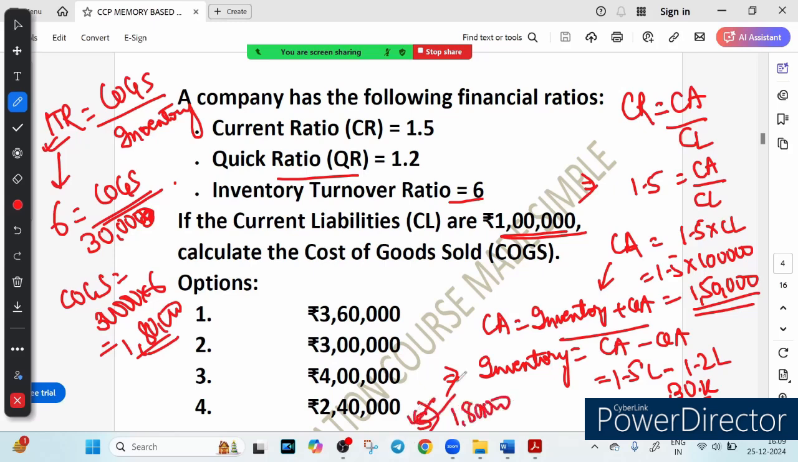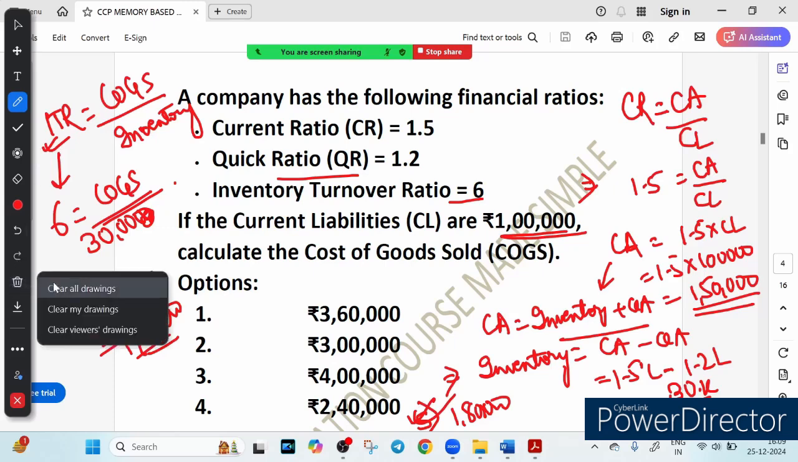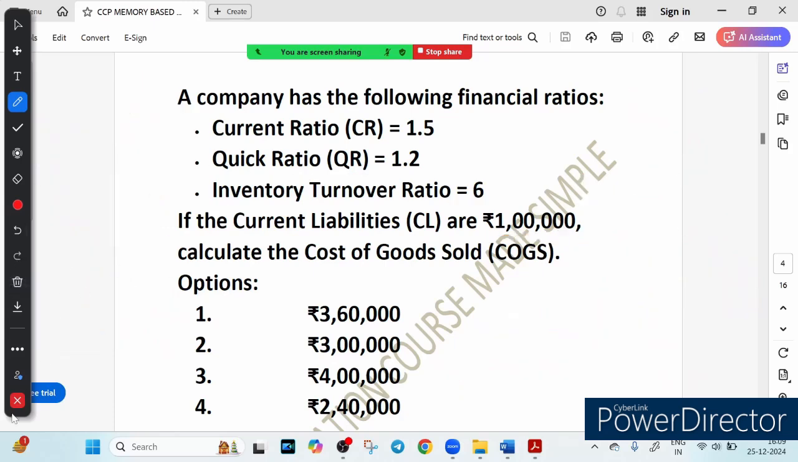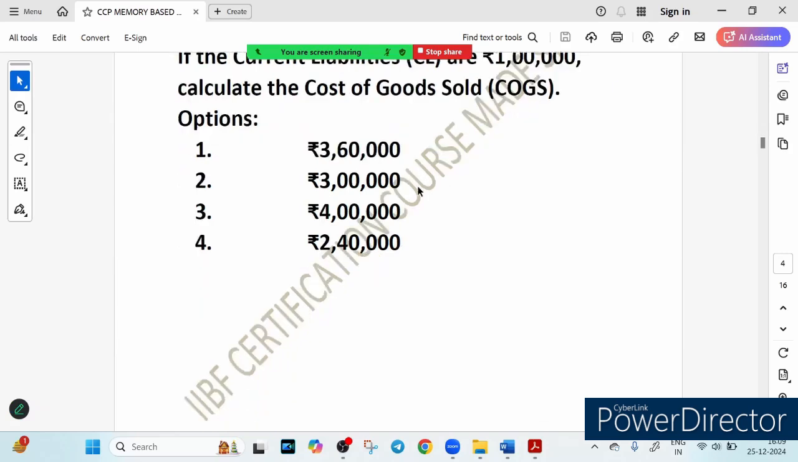1,80,000. Okay, so hopefully you have understood this particular concept. Inventory turnover ratio, how to calculate this COGS, this is how you have to do it.